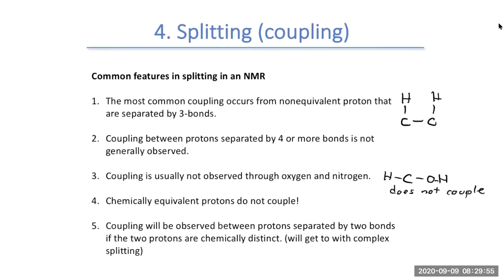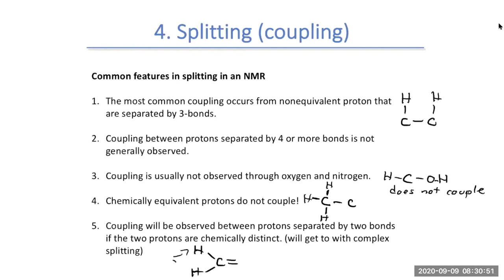Chemically equivalent hydrogens also do not couple. So if I have a carbon that has multiple hydrogens on it, if I have a methyl group, for example, those hydrogens from the methyl group do not couple to each other. And then finally, coupling is observed through protons that are separated by 2 bonds only if they are chemically distinct. This typically happens when we have protons attached to a double bond.